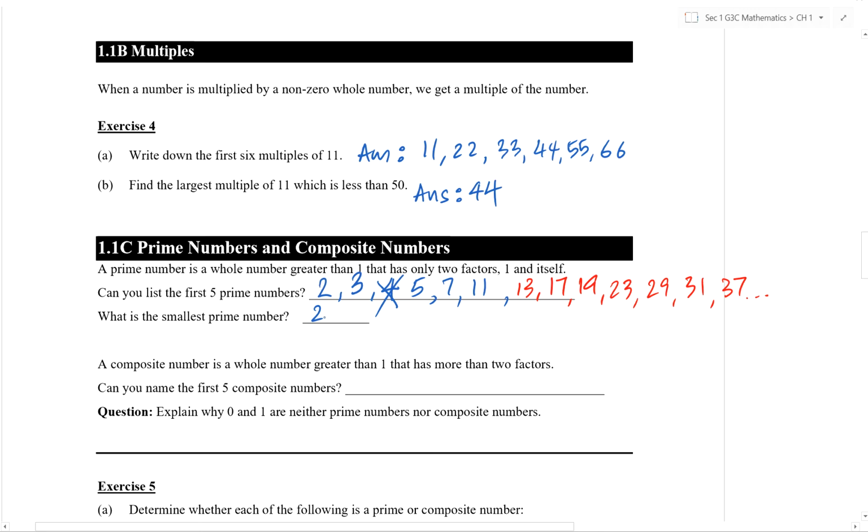Okay, so kind of the opposite of prime numbers will be a composite number. It's like an opposite. Okay? It is a whole number greater than 1. It has more than 2 factors. Our prime numbers only have 2 factors, 1 and itself. Composite numbers have more than 2 factors, meaning 3 factors, 4 factors, 5 factors.